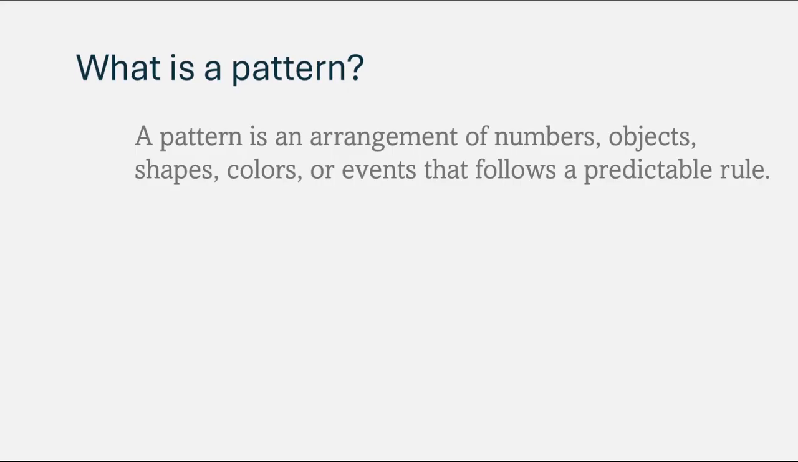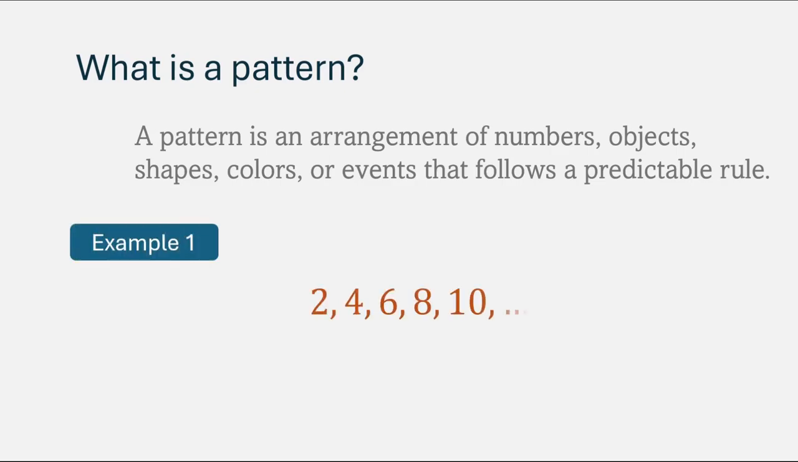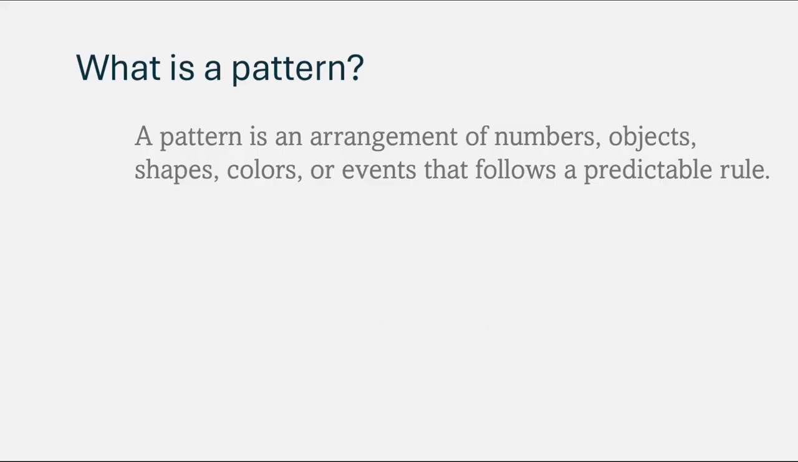So let us proceed. So what is a pattern? A pattern is an arrangement of numbers, objects, shapes, colors, or events that follows a predictable rule. So an example to this one is if we take a look at these numbers, 2, 4, 6, 8, and 10, what can you say? So it is readily observable that the pattern is plus 2 every time. Okay, so the pattern is very clear.